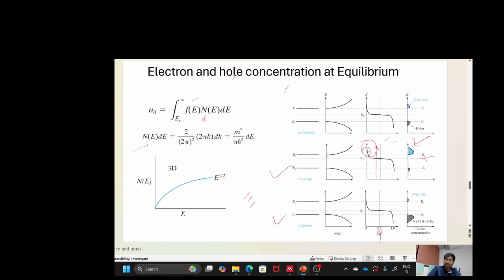The overlap of this Fermi function with this density of states will be more. This is nothing but the multiplication of these. If the overlap is more, the concentration will be more. If the overlap with this and this is more, the concentration of holes will be more. So this will be a p-type semiconductor, this will be n-type, and this is the intrinsic semiconductor.